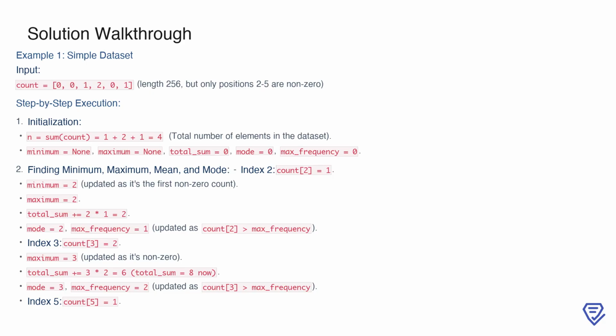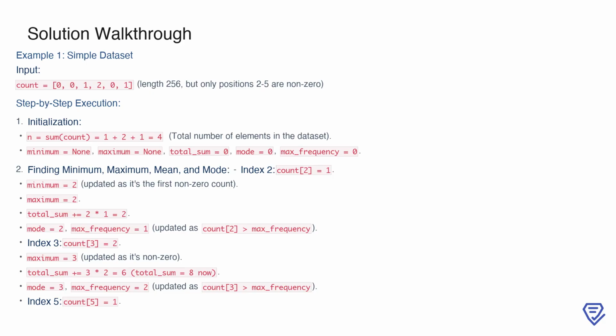Next, we initialize variables for our statistics. Minimum and maximum will track the smallest and largest elements, total_sum will accumulate the weighted sum of all elements, mode will hold the most frequent value, and max_frequency will help determine the mode. Now, we iterate through the array. At index 2, the frequency is 1, so we set minimum and maximum to 2, as it's the first non-zero value. We update the total_sum by adding 2 times its frequency, resulting in 2. The mode is updated to 2 since it has the highest frequency so far.